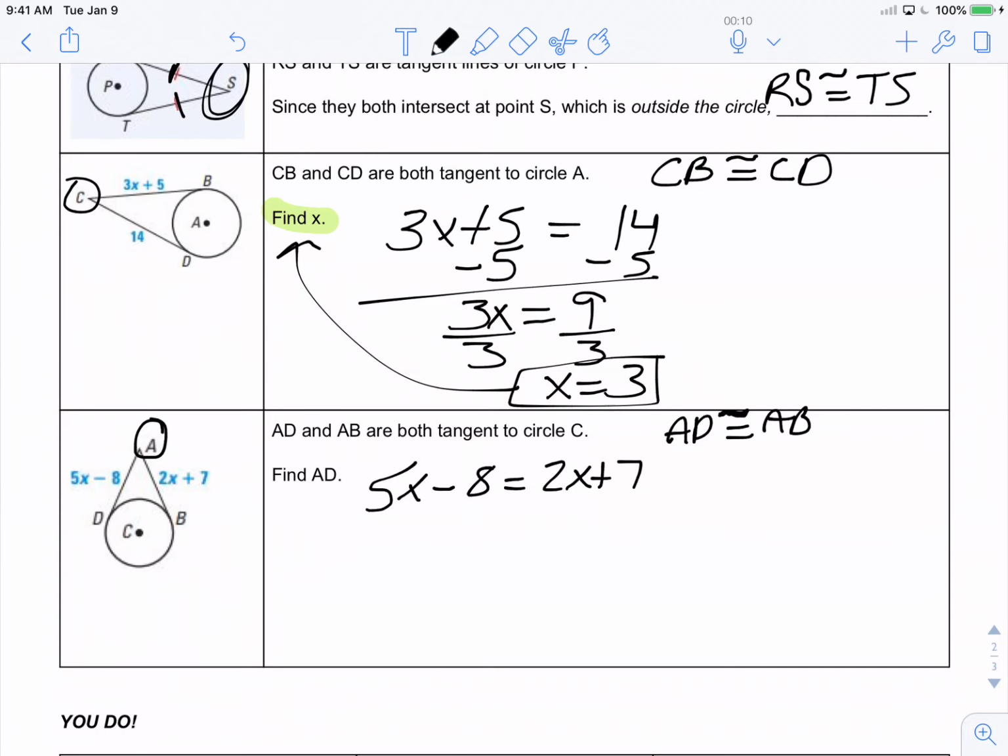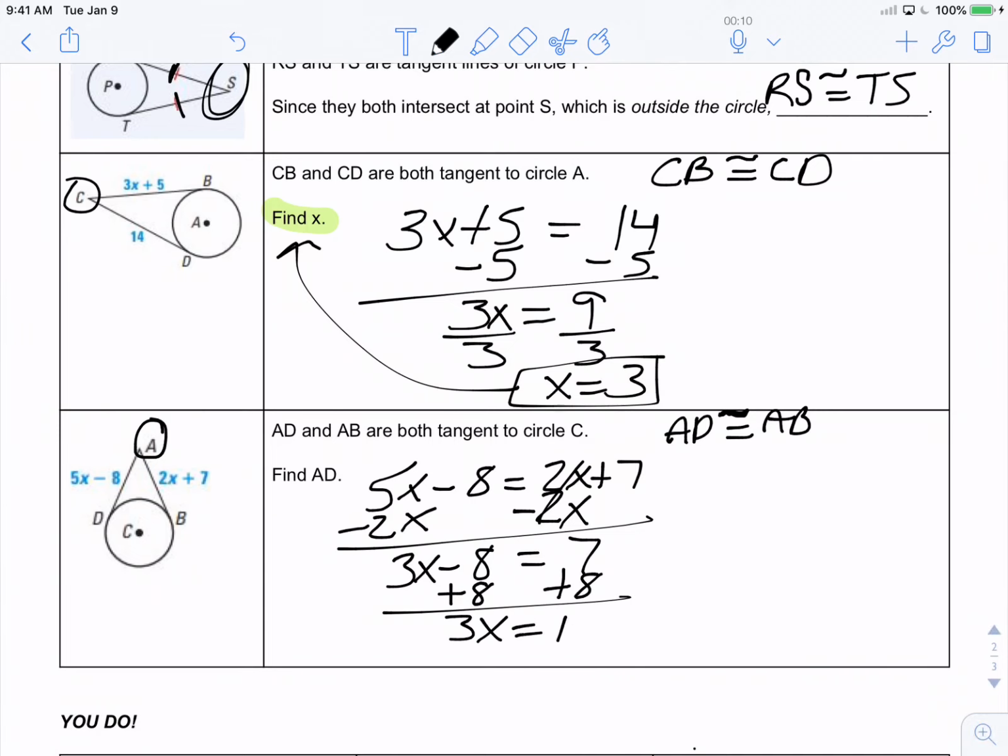All right, so when I have variables on both sides of the equal sign, I'm going to move them over and combine them first. Since it's on the opposite side of the equal sign, I have to do the opposite, so I'm going to subtract 2X. I'm left with 3X minus 8 equals 7. I want to isolate this X part by adding 8, and I'm left with 3X equals 15. Divide by 3, and I'm left with X equals 5.